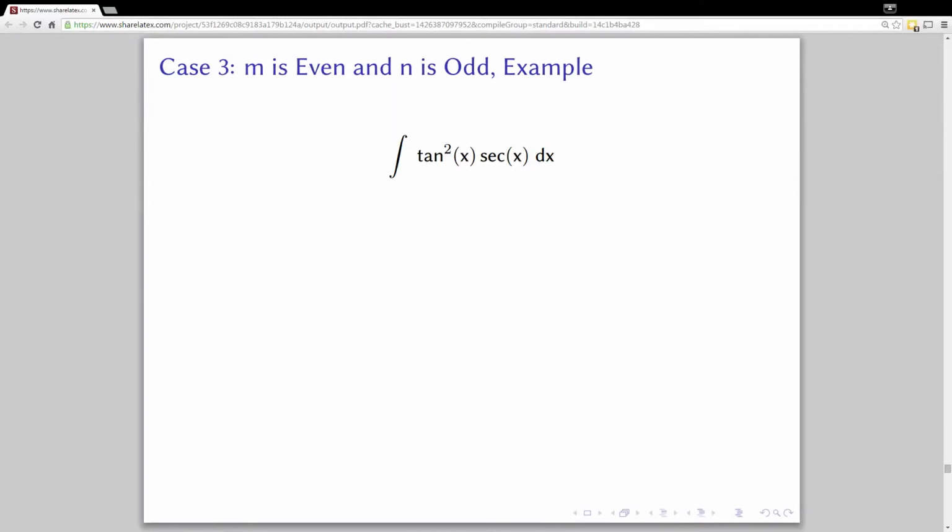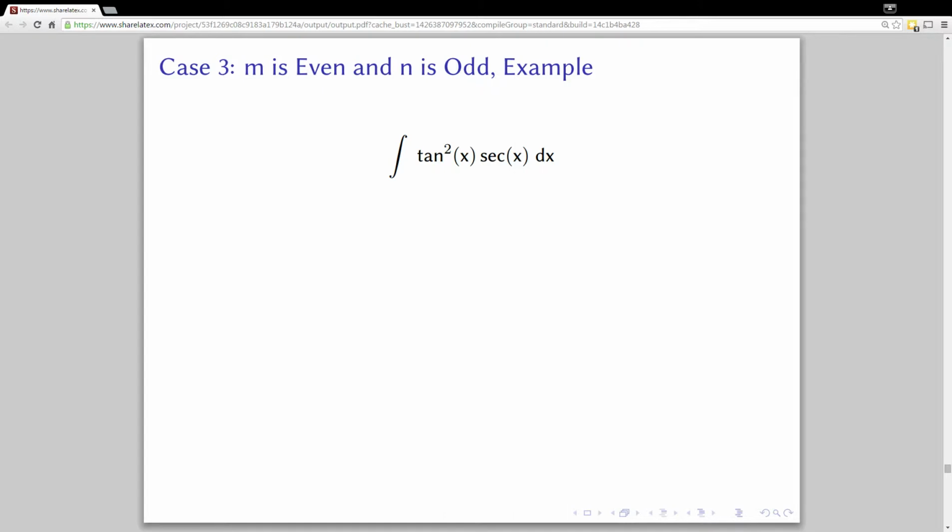Okay, in this video we are in the middle of talking about integrating powers of secants and tangents. We went over the two easy cases, and now we're ready for case 3, which is sort of the worst case. And that is when m is even, so the power on the tangent is an even number, and the power on the secant is odd. So none of these are case 1 or case 2.